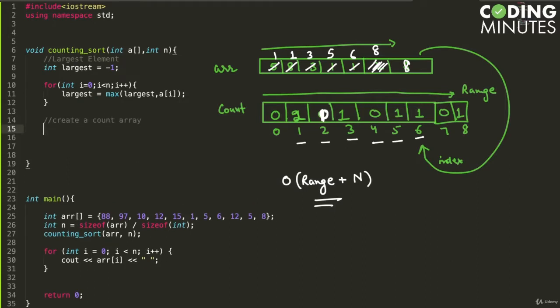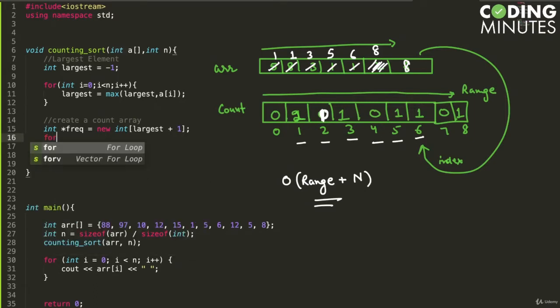Okay, I can also call it a frequency array. So int star frequency, and I'm going to create a dynamic array in this case, because we don't know the size in the beginning. So this is how we create a dynamic array, and it is of the size largest plus 1. Okay, so if the largest element is 8, we at least need 9 elements in this array, and we are going to initialize it to 0.